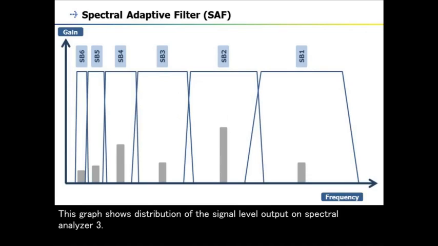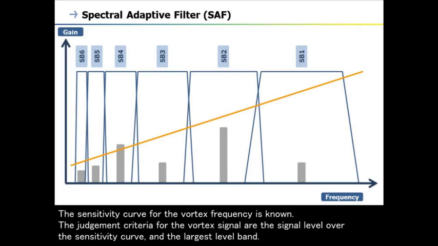This graph shows the distribution of the signal level output on Spectral Analyzer 3. The sensitivity curve for the vortex frequency is known. The judgment criteria for the vortex signal are the signal level over the sensitivity curve, and the largest level band.